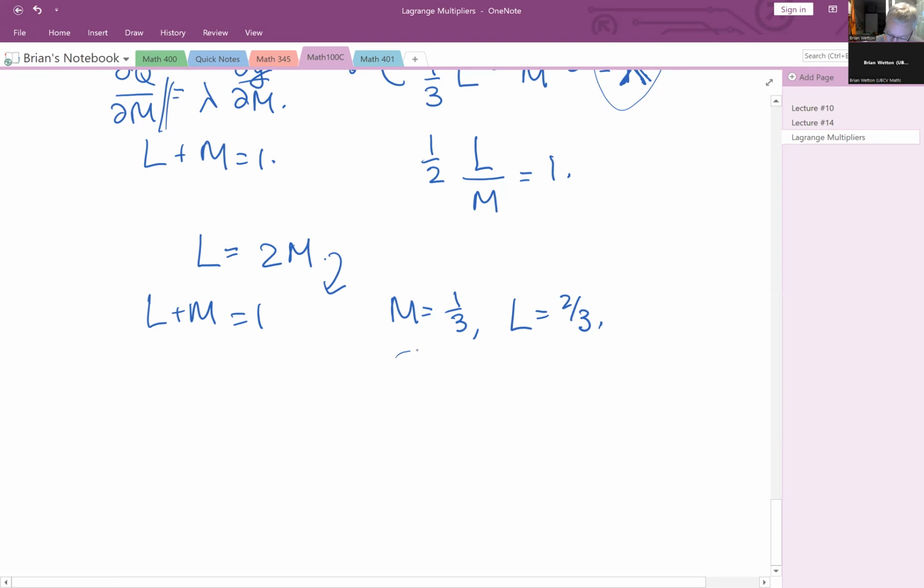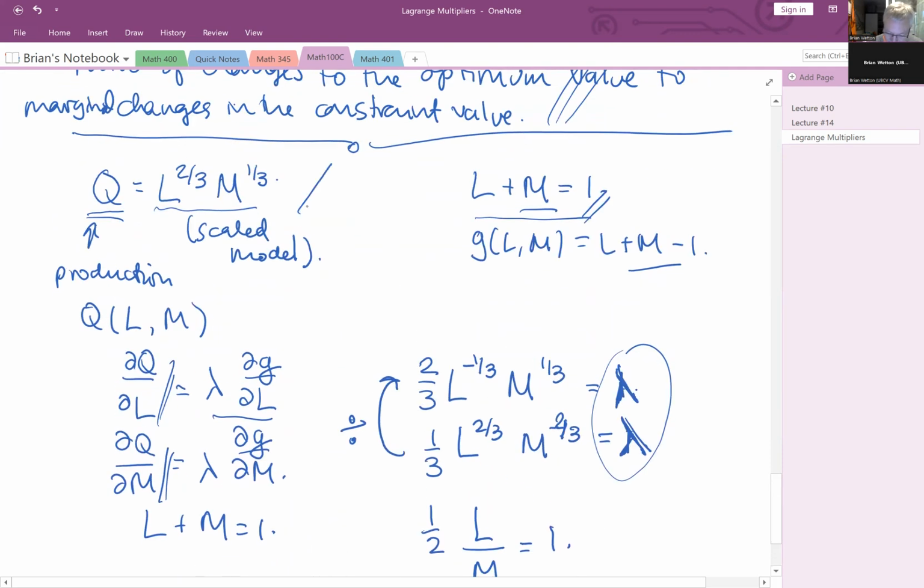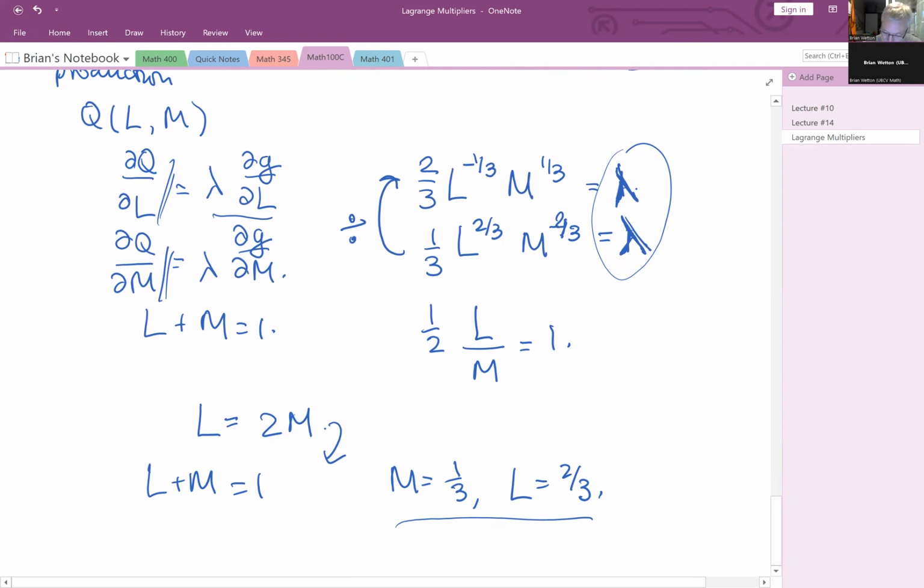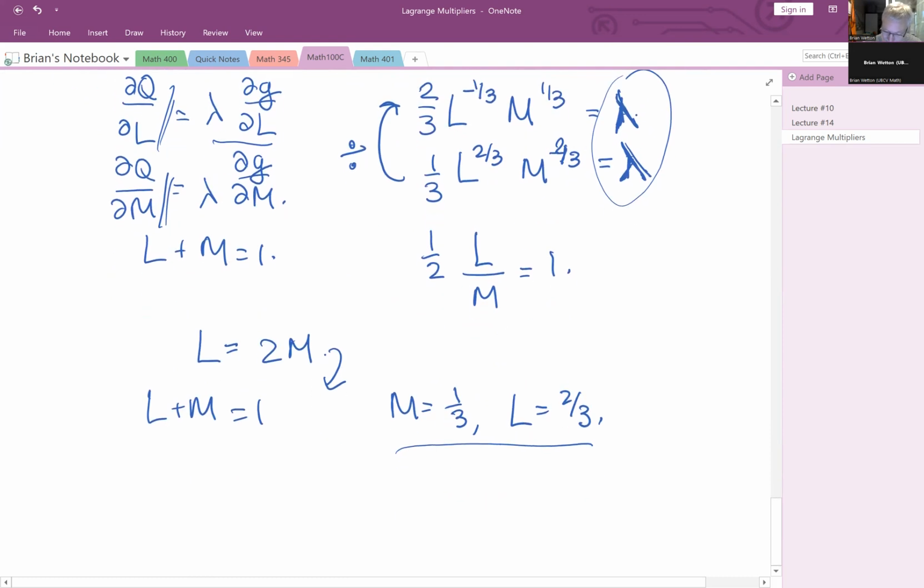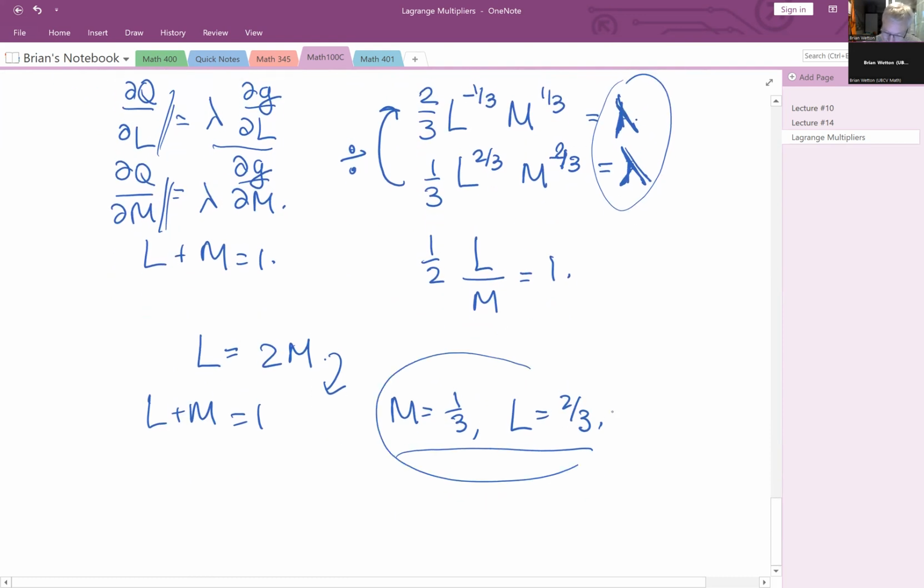So this is the division, right? More labor than machines in this particular model arrangement. And of course, if you wanted to figure out the lambda, you can just plug these numbers in to get the same value in both of those equations.